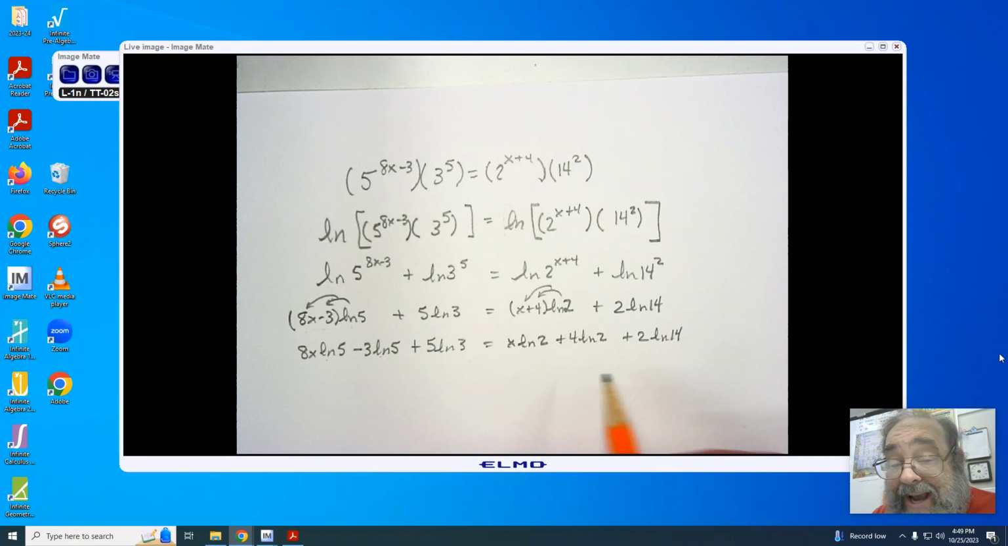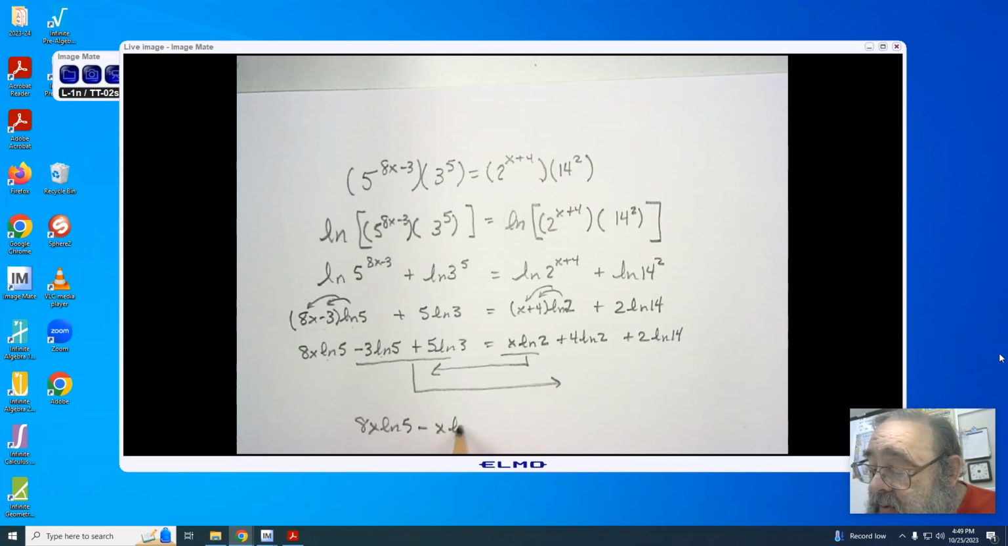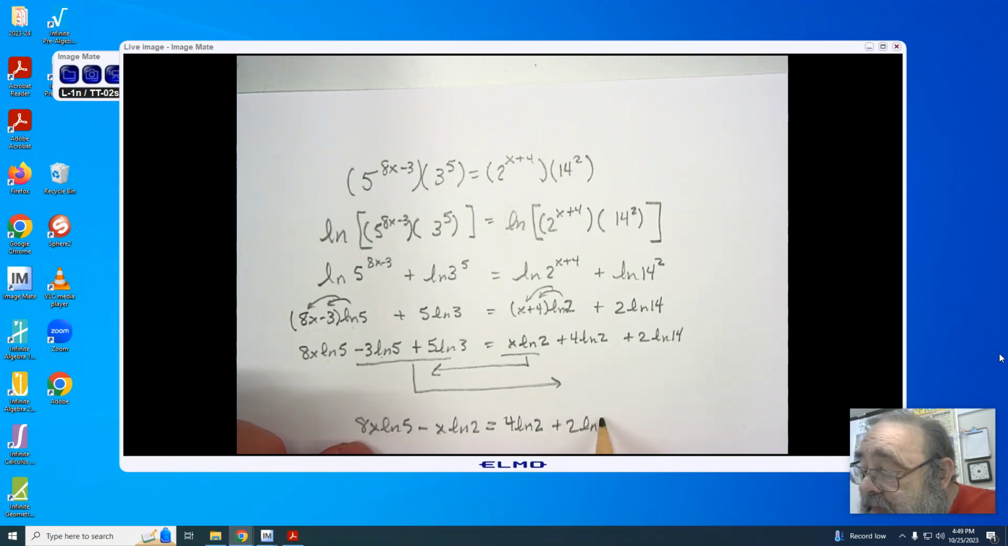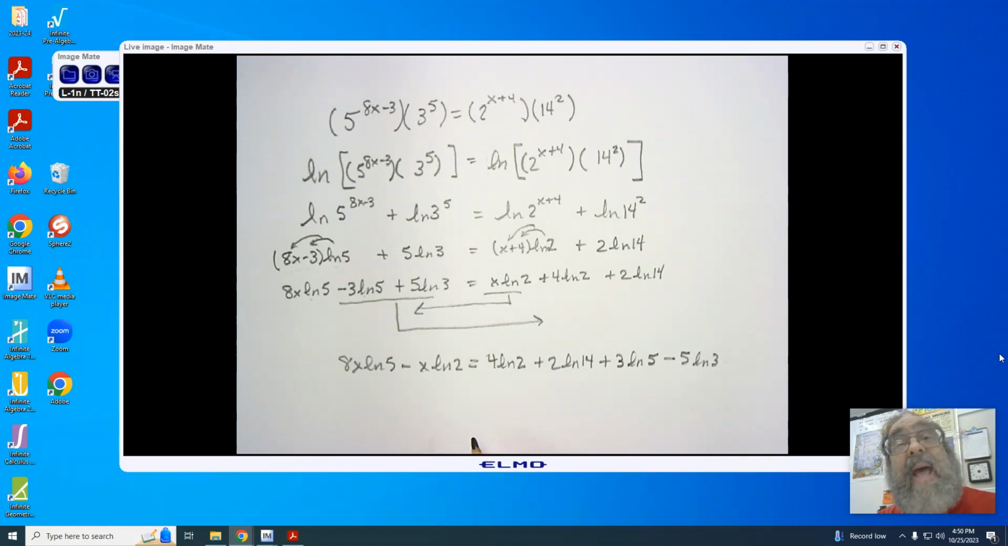We now need to get the x's to the left and non-x's to the right. So this x has to move over. These 2 non-x's have to move over in the other direction. So we should get 8x natural log of 5 minus x natural log of 2 is equal to 4 natural log of 2 plus 2 natural log of 14 plus 3 natural log of 5 minus 5 natural log of 3. We're now going to factor out the x.